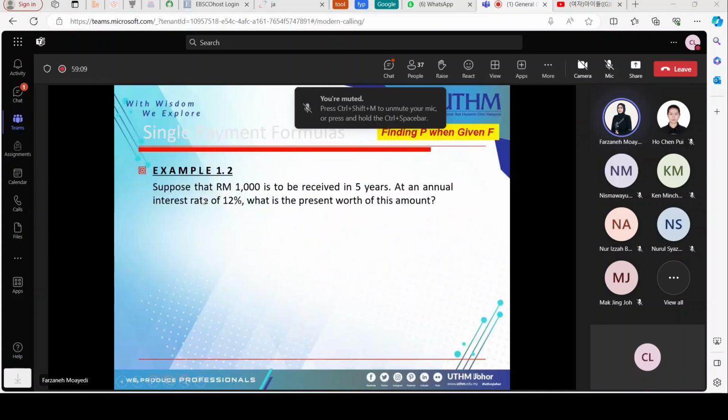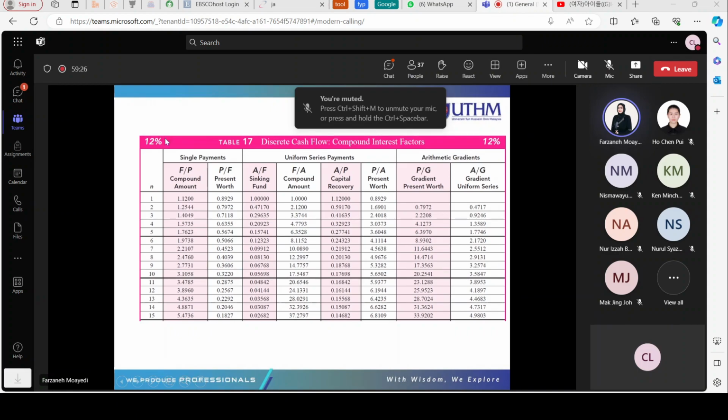Okay, so I go back to the question. The question asks us, suppose that 1,000 is to be received in 5 years' time at annual interest rate of 12%. What is the present worth of this amount? So the information that is given to us is that we have 12%, so we are on the right table. The second information is that the duration is 5 years.